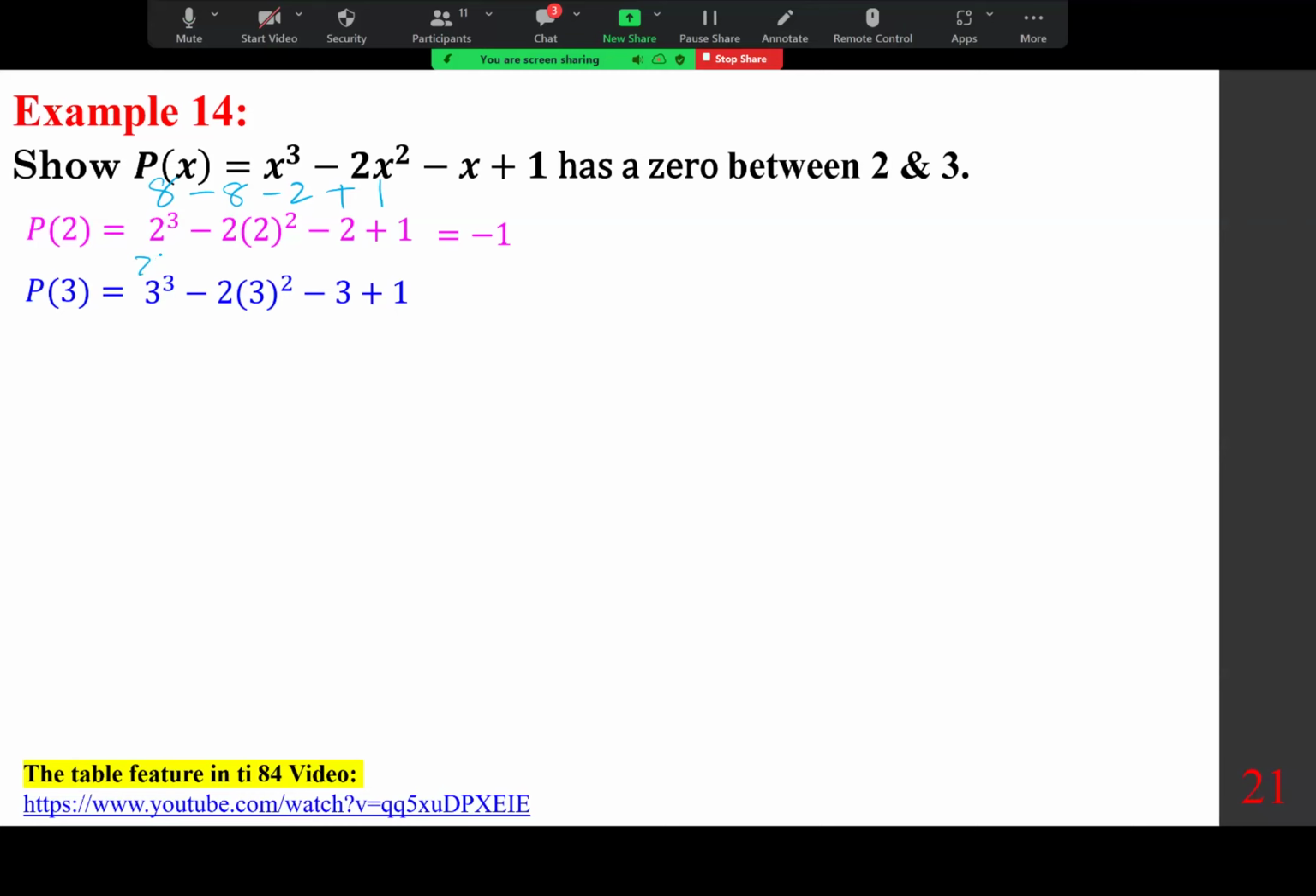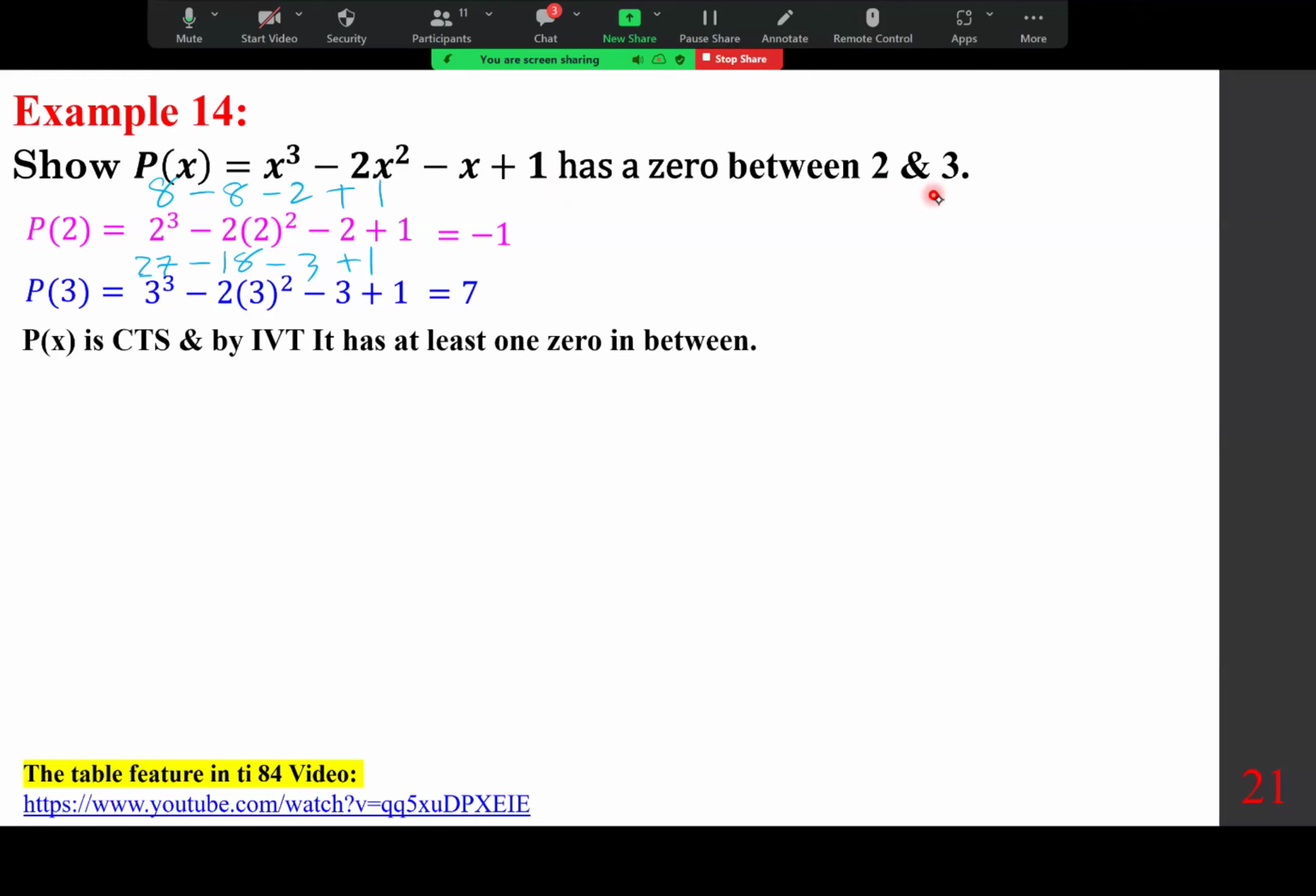This is 27. 3 squared is 9, times negative 2 is minus 18, minus 3 plus 1, and we get 7. So what are we looking for? We are looking to see if there's a 0 in between, and clearly there must be one, because you're dealing with a polynomial function, which is a continuous function. By the IVT, it has to have a 0 between the two numbers.